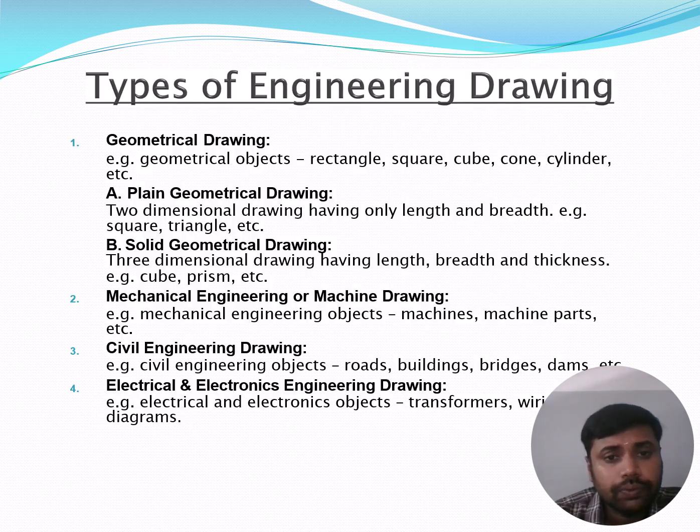The next types of engineering drawings: geometrical drawings, that is square, solid drawings, etc. Plane geometrical drawing is a two-dimensional drawing having only length and breadth. The solid geometrical drawing is a three-dimensional drawing having length, breadth, and thickness, that is isometric drawing. The mechanical drawing is nothing but mechanics, machines, machine parts. Civil drawing covers roads, buildings, bridges, canals, etc.